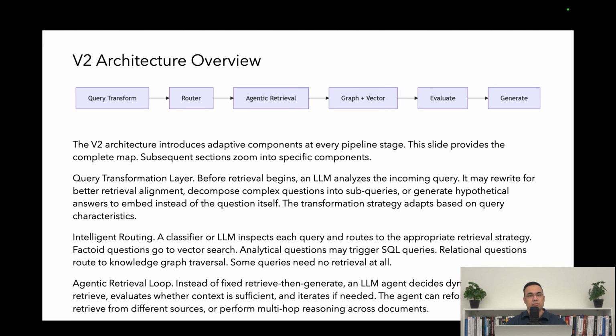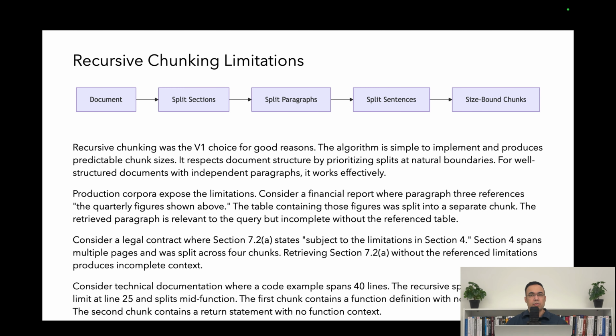Now let's dive into the first major section, which is advanced chunking strategies. Let's talk about why recursive chunking, which served us well in V1, has fundamental limitations in production. Recursive chunking was a reasonable V1 choice. The algorithm is simple to implement. It produces predictable chunk sizes. It respects the document structure by prioritizing splits at natural boundaries. For well-structured documents with independent paragraphs, it works pretty effectively.